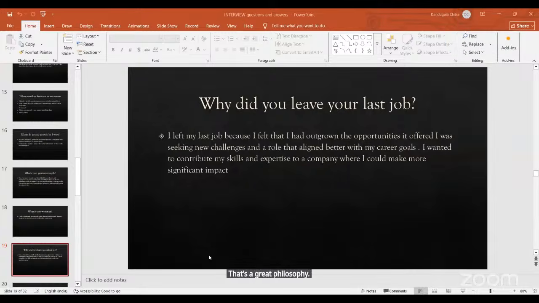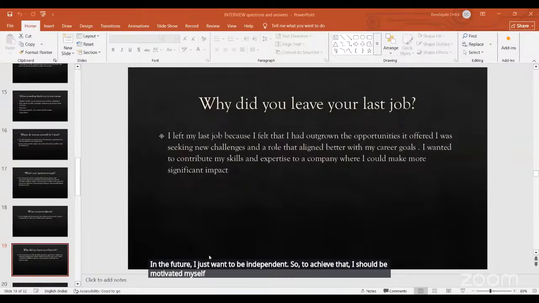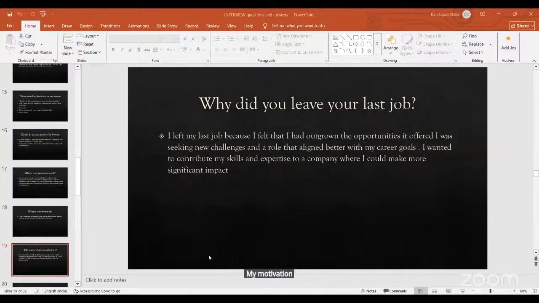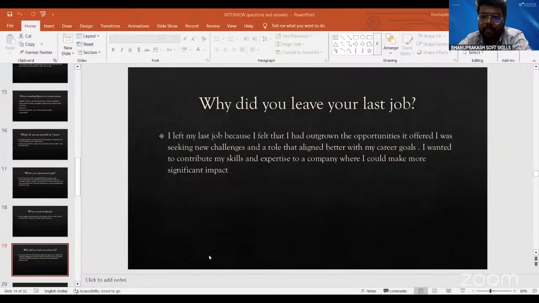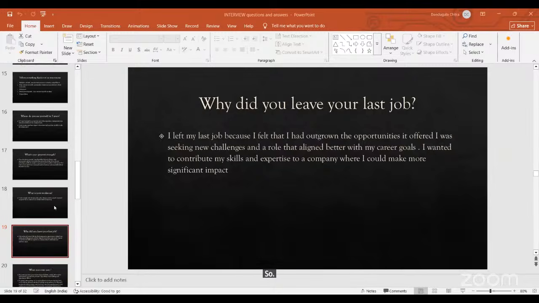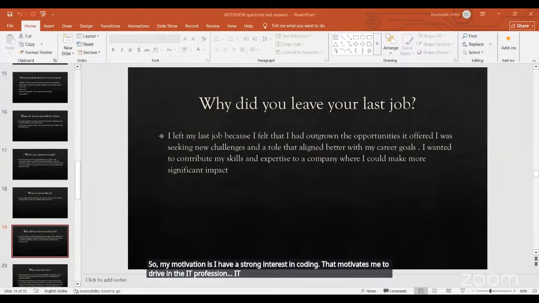Sir, in the future, I just want to be independent. So to achieve that, I should be motivated myself to live independently, sir. Okay. My motivation is my enthusiasm in learning new things. Okay. Sir, my motivation is I have a strong interest in coding. That motivates me to drive in the IT industry, sir. Okay.